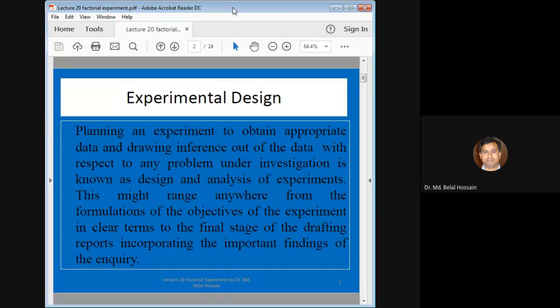This might range anywhere from the formulations of the objectives of the experiment in clear terms to the final stage of drafting reports incorporating the important findings of the inquiry. Okay, this sort of experimental design were first conducted in agricultural fields. So in most of the time you will see the example will come out from those fields.